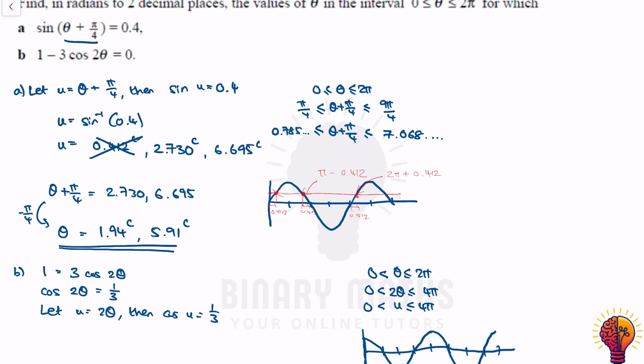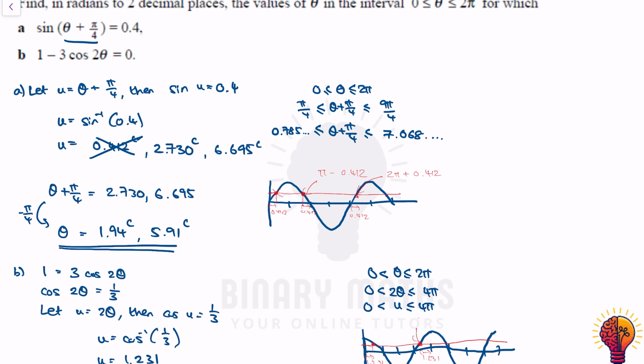Okay, so u is equal to inverse cos of a third. If you put that into a calculator, you get u is equal to 1.231 radians. So it hits somewhere here, which is 1.231. I need to draw a line and find all the other points.